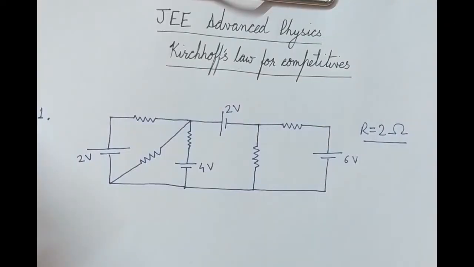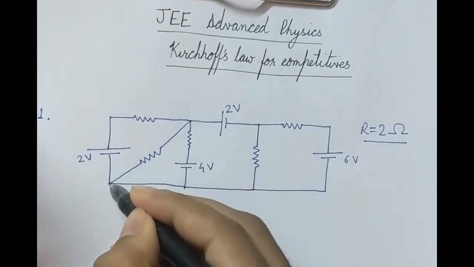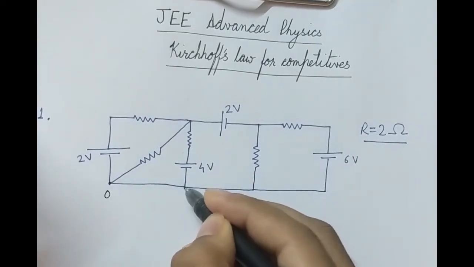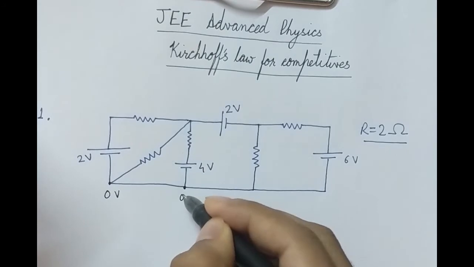Let's get started with our JEE problems. Today we carry over from where we left off in the last video about using Kirchhoff's law hacks. Today we'll use the same hack for slightly more complicated circuits and see how to solve them. Like we did in the last sum from a previous video, in case you haven't checked that out, do check that out now. We'll assume one of the ends to be at the 0 volt potential.